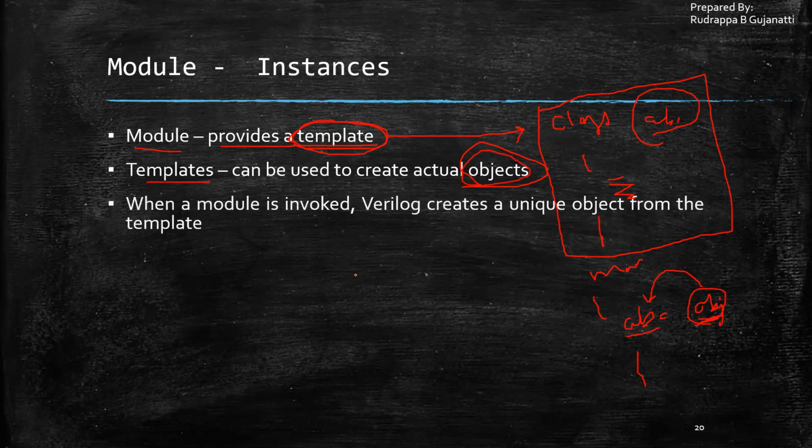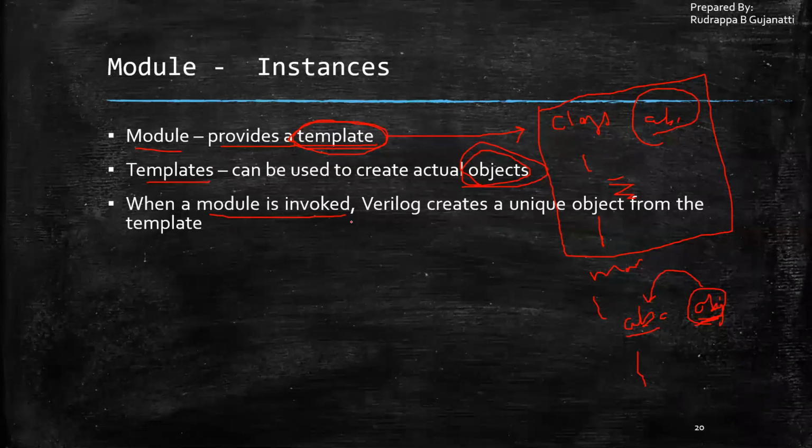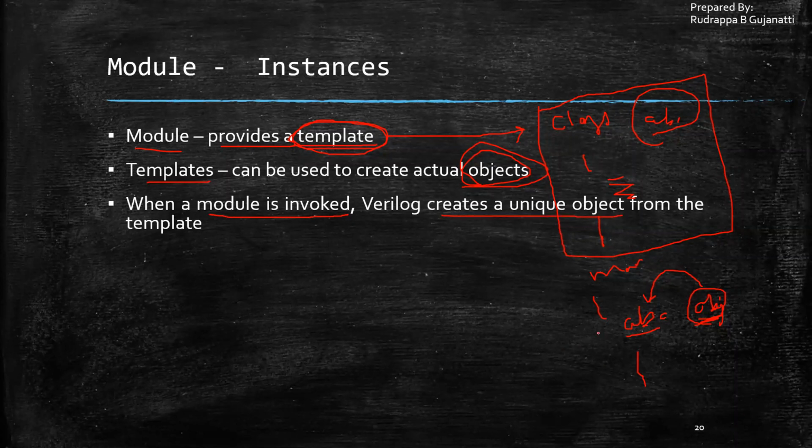Whenever we invoke a module, it creates a unique object. This is like invoking the class ABC. When I'm invoking this class, a new object is created. That is what it specifies here. Whenever we invoke a module, a new unique object will be created from the template which is provided from the module.